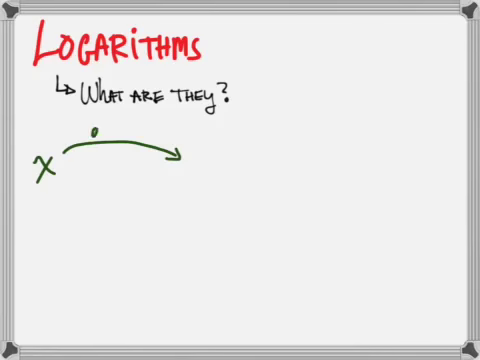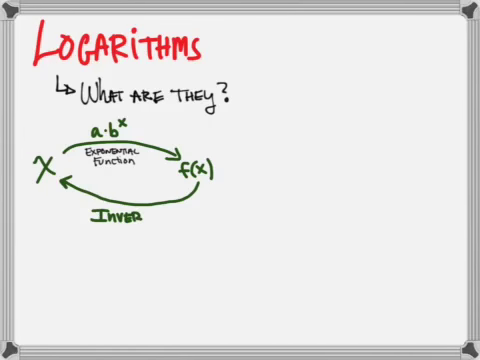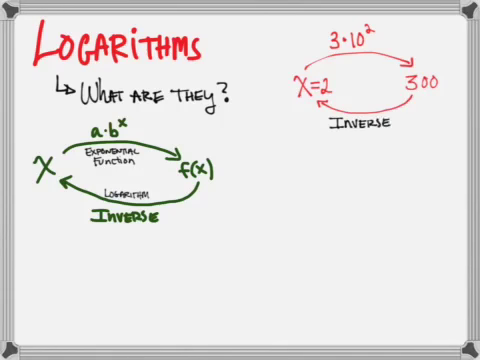Well, if I was to take x and have a times b to the x power, that's my exponential. And it gives me some value f of x. Well, if I want to turn it around, if I want the inverse, that's where this thing called logarithms comes into play. So let's take an example where it's 3 times 10 to the x power, and if x is 2, we get 300. Well, now I want to take that 300 and turn it back into 2. I want to find the inverse.